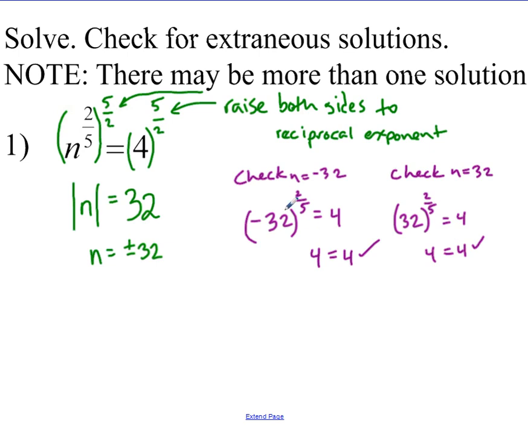If you want to do this without a calculator, you'd have to do the denominator first. I think it's easier that way. The 5th root of negative 32 is a negative 2, and negative 2 squared becomes a 4. Over on this side, the 5th root of 32 is a 2, and then 2 squared is 4.